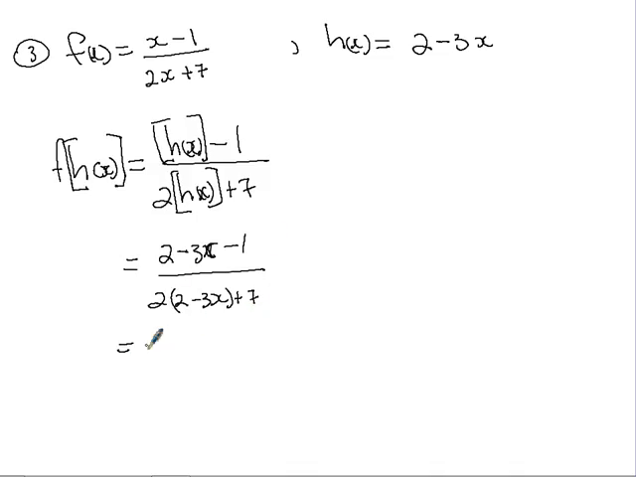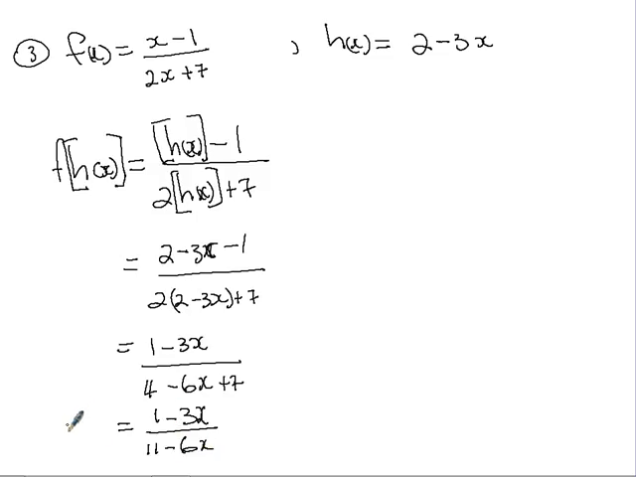2 minus 1 is 1, so we have 1 minus 3x in the numerator. In the denominator, we remove those brackets, so we're going to have 2 times 2 is 4, minus 2 times 3 is 6, so we have 6x plus 7. And finally, we'll have 1 minus 3x in the numerator, and in the denominator we have 4 and positive 7 that are alike. 4 and 7 is 11, so 1 minus 3x over 11 minus 6x. That's the composite function f of h of x.